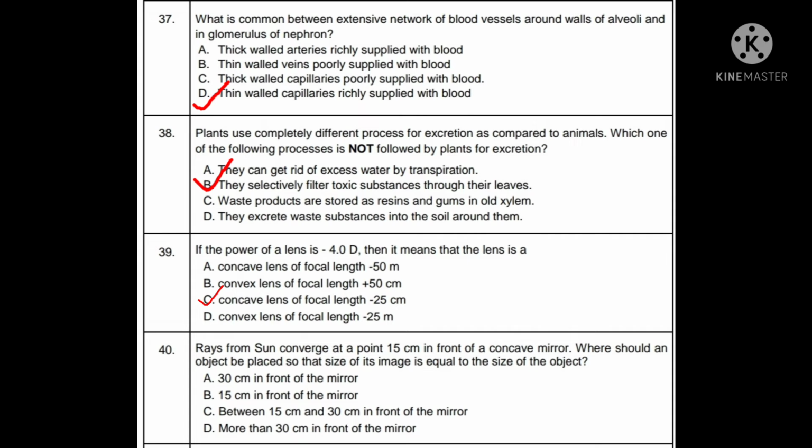Question number 40. Rays from the sun converge at a point 15 cm in front of a concave mirror. Where should an object be placed so that the size of its image is equal to the size of the object? Answer is option A, 30 cm in front of the mirror.